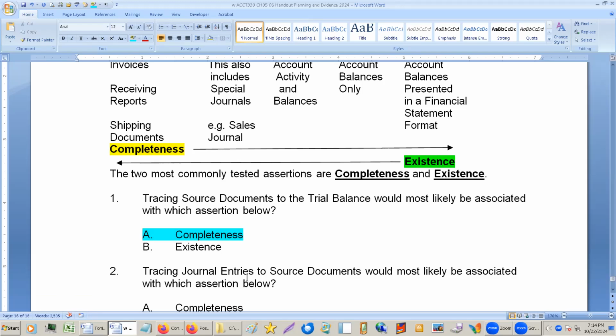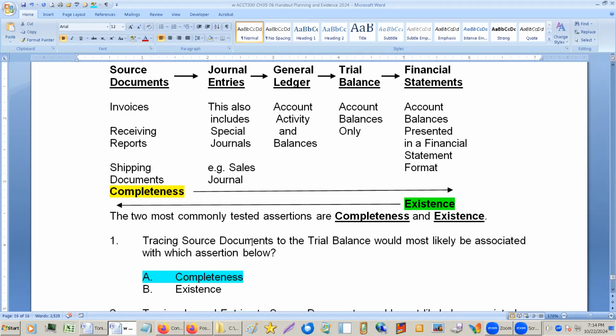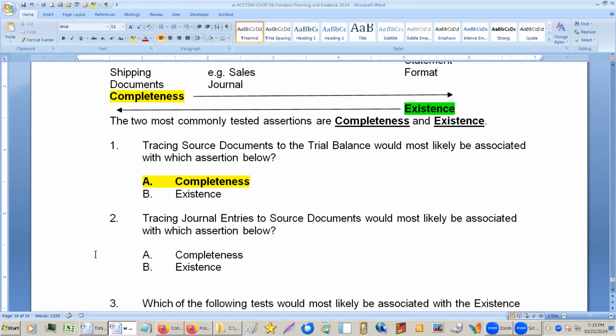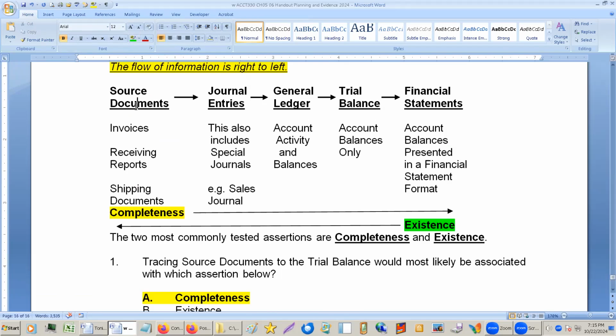Tracing the journal entries to the source documents. Okay, so that would be existence. Yep, good. Oh, you know what I should do? I should make these color coordinated like this up here. See? Yep, that would be existence. Yeah, you want to see that these journal entries have source documents that back them up. Do these journal entries exist?